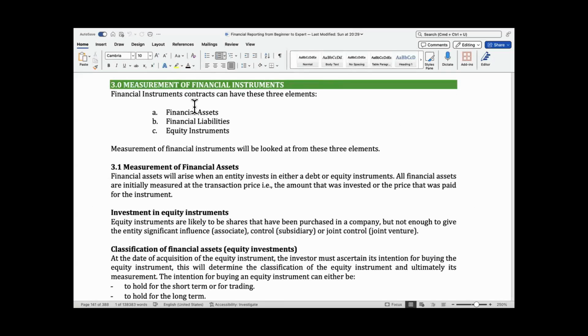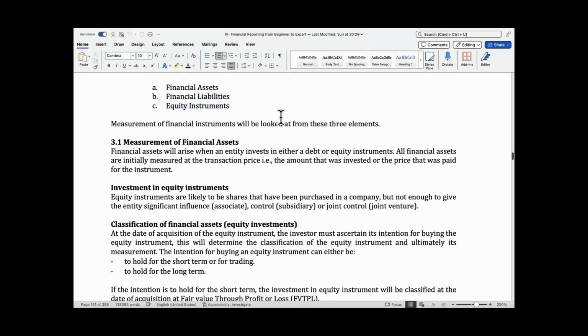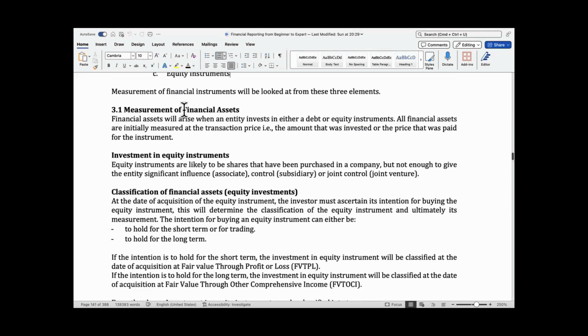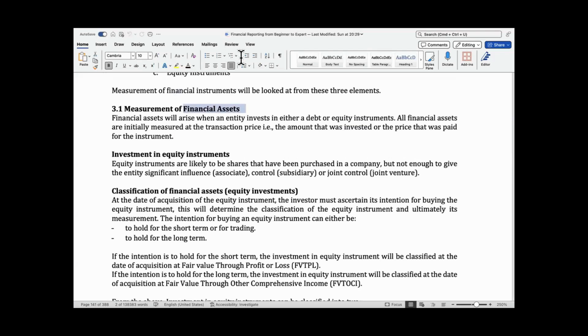How do we then measure financial instruments? We'll look at the three elements that we have: financial assets, financial liabilities, and equity. We'll look at them one by one. So the first one is financial assets. How do we measure financial assets? You already know that there are three kinds of financial assets that we have: cash, equity interest in another entity, and a contractual right to receive cash.